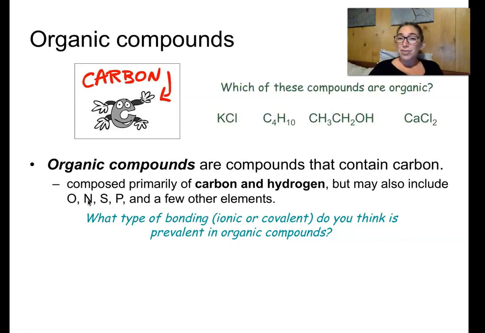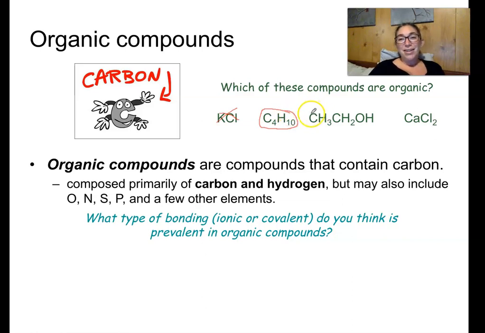So a quick practice question for you. Just based on chemical formula alone, are these compounds organic or not organic, or we would say inorganic? The first one, KCl, that's potassium and chlorine. There's no carbon there. If there's no carbon, it is not organic. The second one has 4 carbons and 10 hydrogens. Carbons and hydrogens are the definition of an organic compound, so that one is organic.